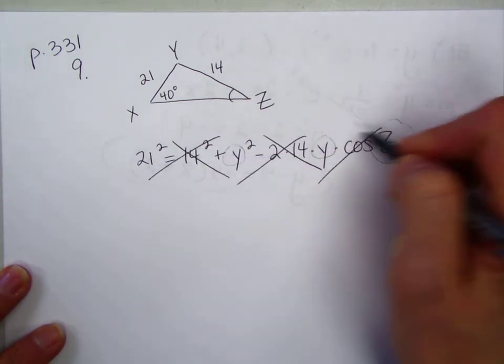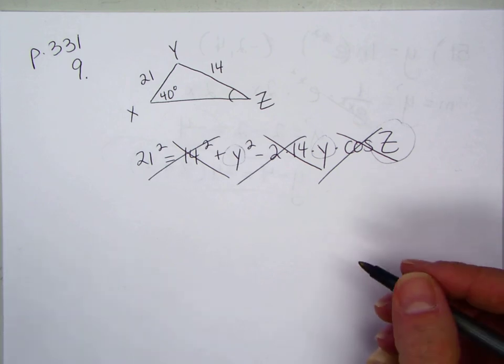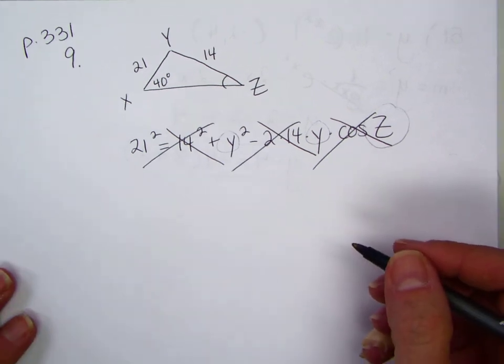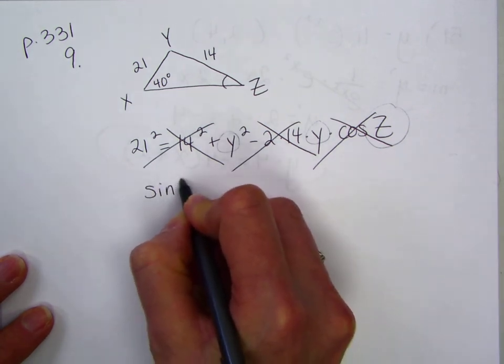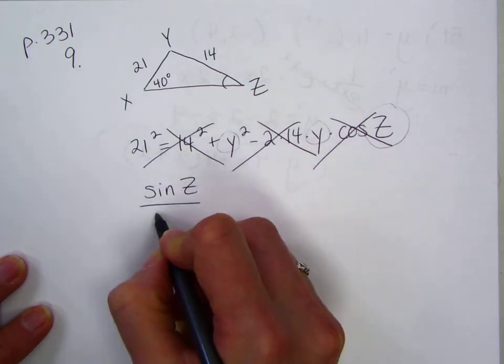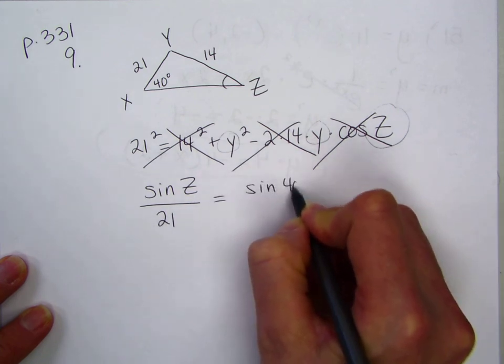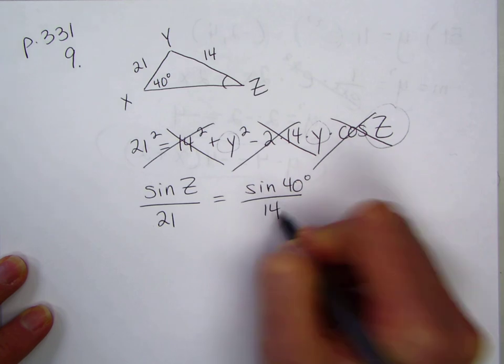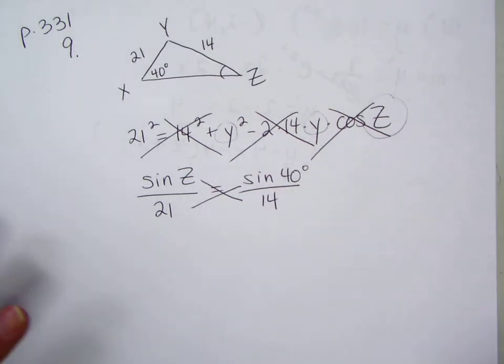I tend to not remember, oh, it's side-side-angle, I just try it, and if it works, it works. If it doesn't, it doesn't. So that's why I know it's law of sines. So I'm going to set this up like this. Sine of z over 21 equals sine of 40 over 14. Cross multiply. For most of Chapter 5, our calculator will need to be in degree mode.